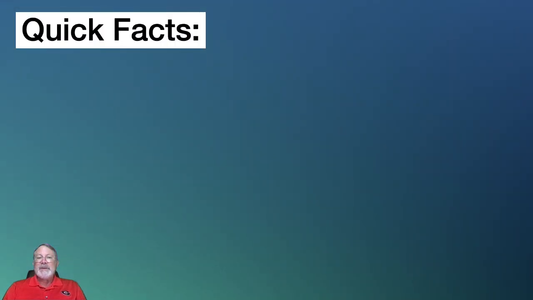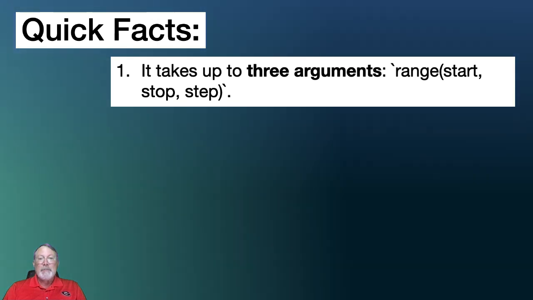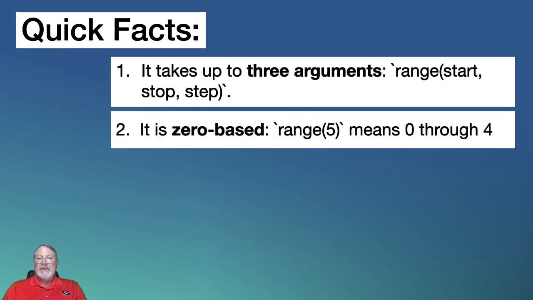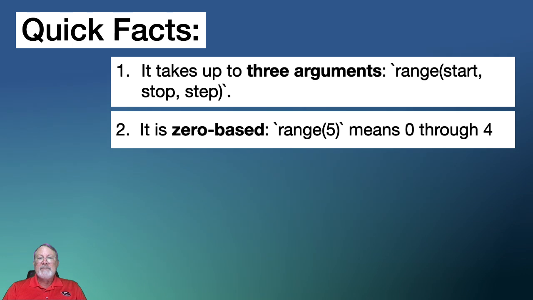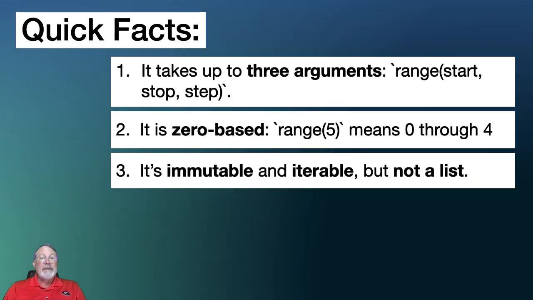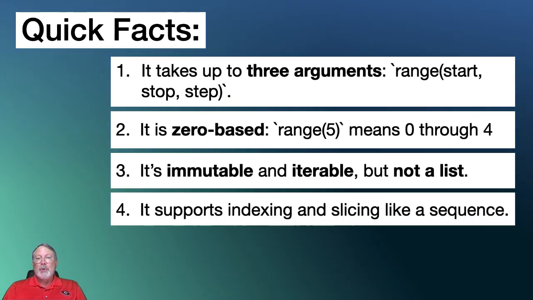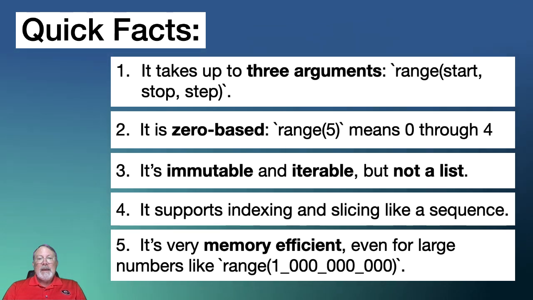Here are some important things to know about range. It takes up to 3 arguments: start, stop, and step. It is zero-based. Range 5 means 0 through 4. It's immutable and iterable, but not a list. It supports indexing and slicing like a sequence. And it's very memory efficient, even for large numbers like range 1 billion.